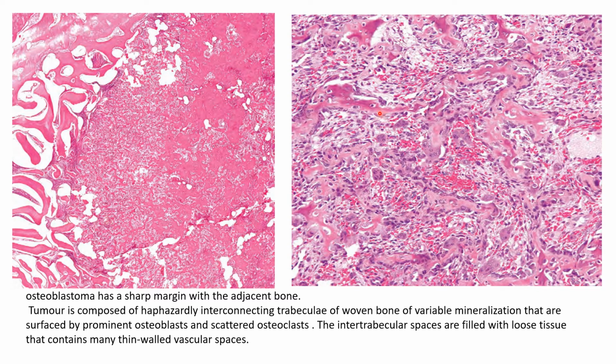These are photomicrographs of biopsy of osteoblastoma. In the first photomicrograph, we can see the tumor osteoblastoma has a sharp margin with the adjacent bone. In the second micrograph, we can see haphazardly interconnected trabecular woven bone which is rimmed by osteoblasts. We can see here osteoblasts with scattered osteoclast-like giant cells. The intertrabecular space is composed of loose connective tissue and thin-walled vascular spaces with extravasation of RBCs seen.